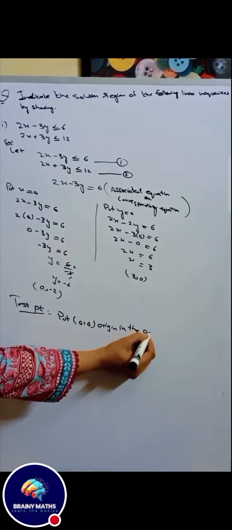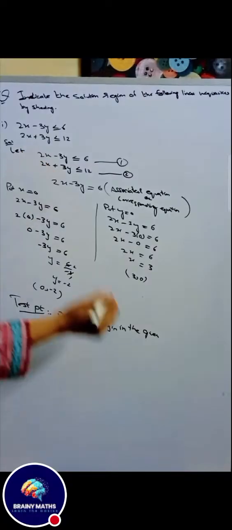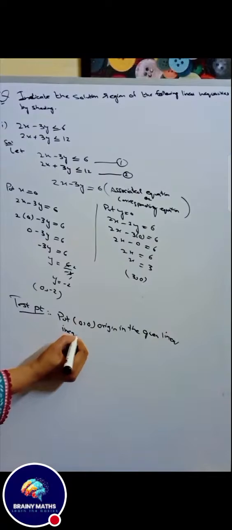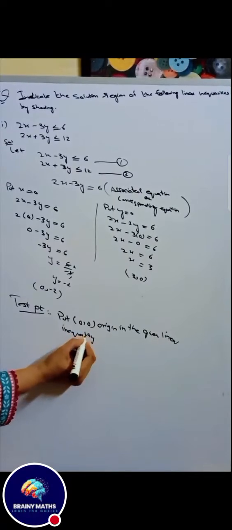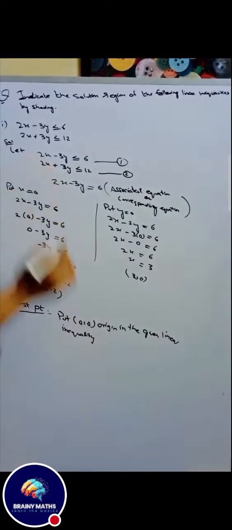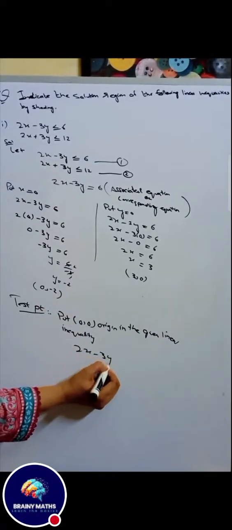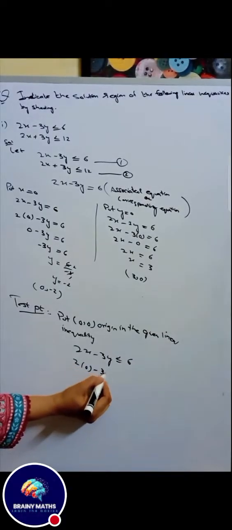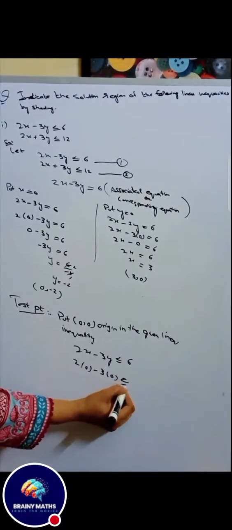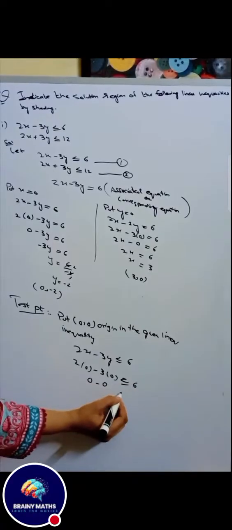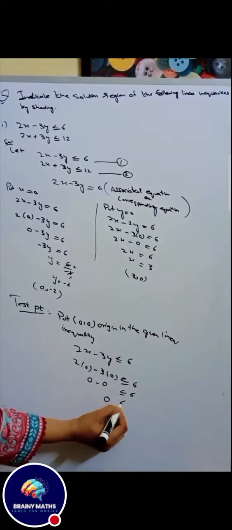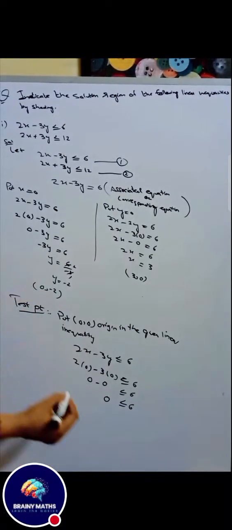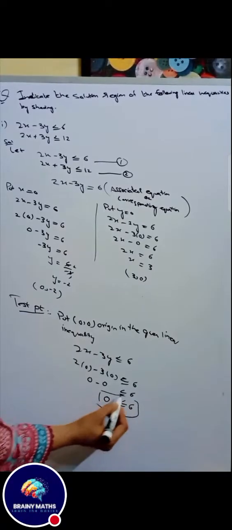in the given linear inequality. You will say inequality. The original one, so what was that? 2x minus 3y less than or equal to 6. Put x equal to 0 and y also 0. 0 minus 0 less than or equal to 6. Is this true? Is 0 less than 6? Yes, true.